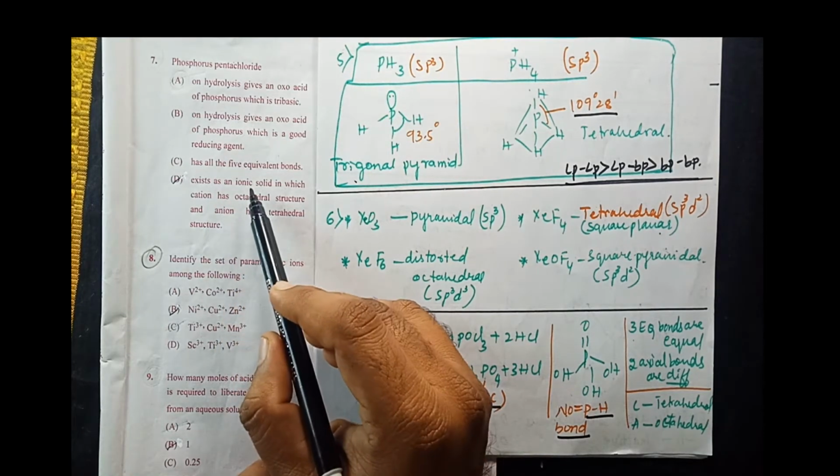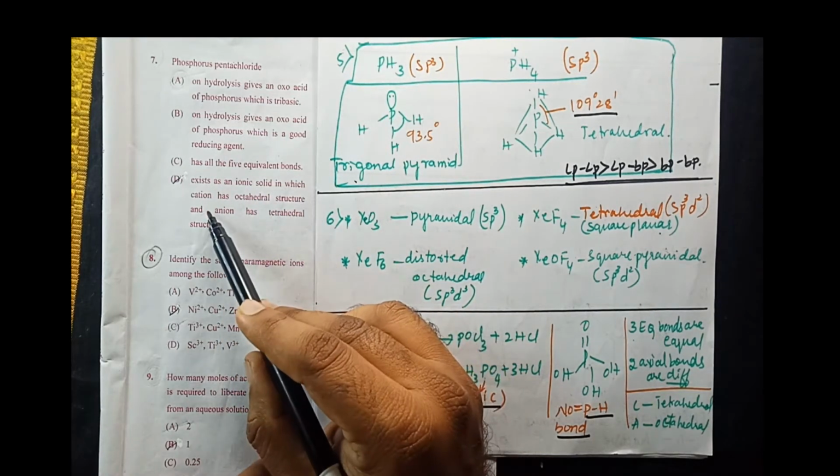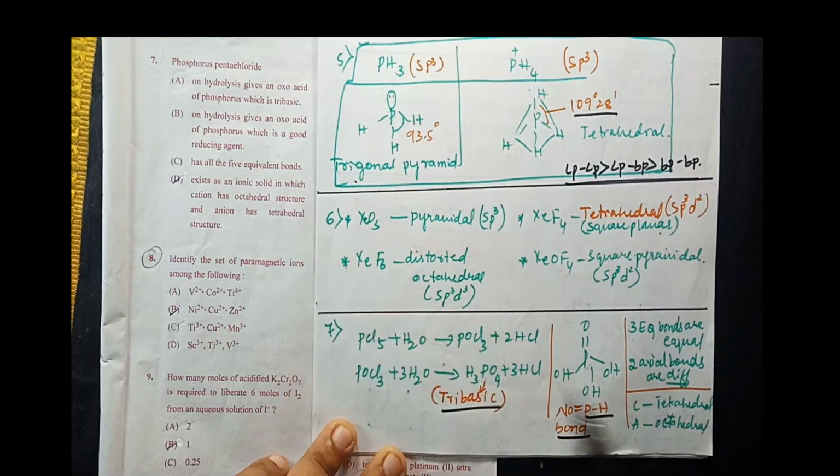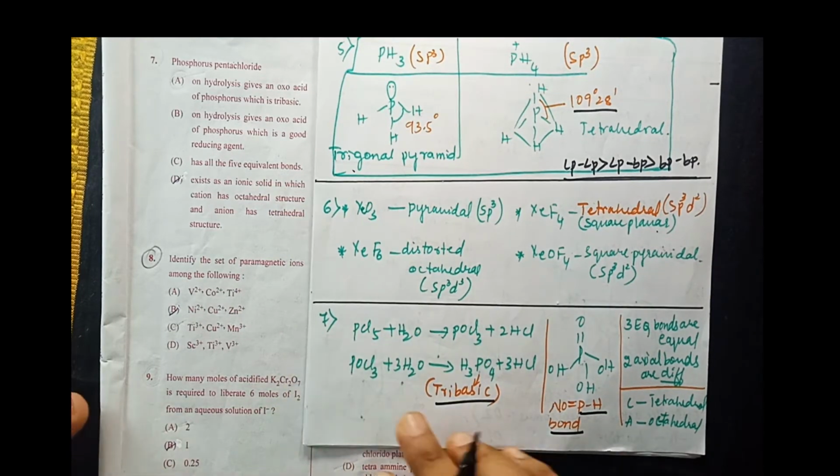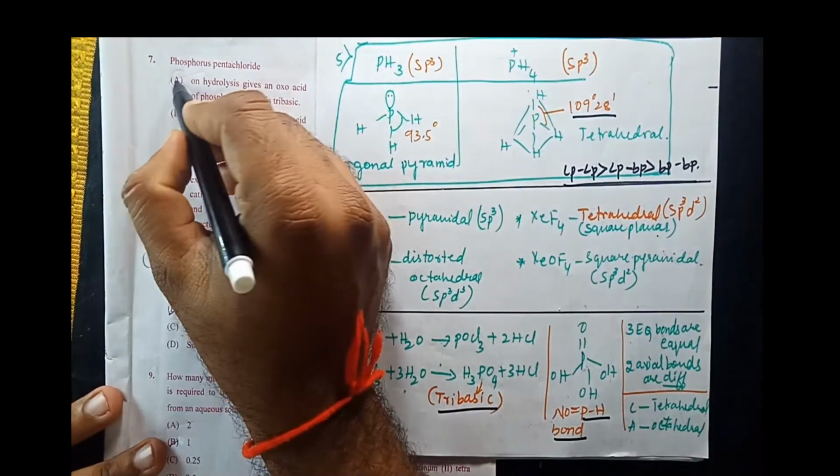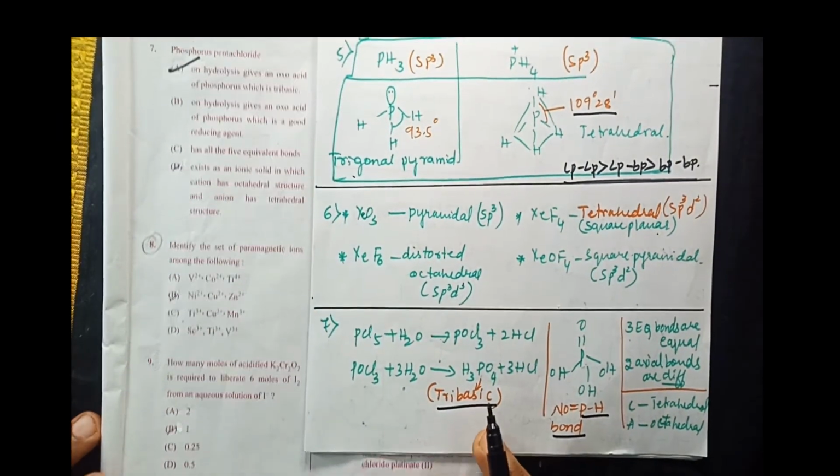The fourth one is exist as an ionic solid. It is correct, in which cation has octahedral structure. No, cation has a tetrahedral structure, anion has octahedral structure. So the first option is right. Let's move on to the eighth one.